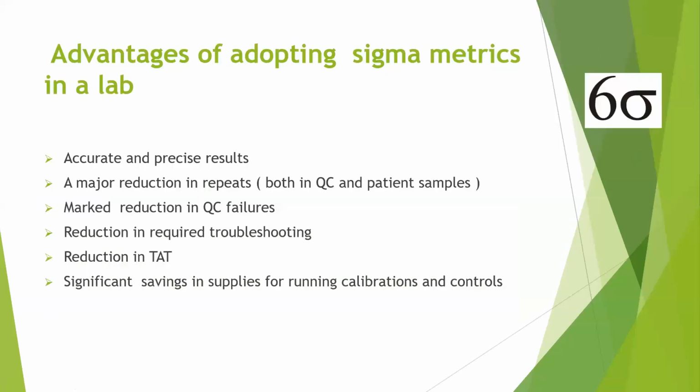Now, definitely there's an advantage of adopting Six Sigma metrics in a lab. You get accurate, precise results. You definitely have a reduction in repeats, both in QC and in patient samples. Your QC failures go down. Your required troubleshooting goes down. Your TAT is reduced. And you definitely have, in the end, a significant savings in supplies for running calibrations and controls.